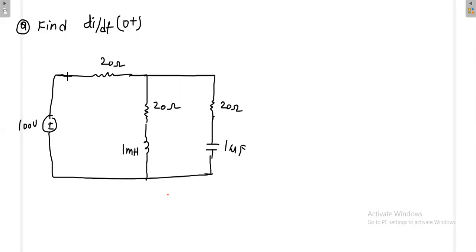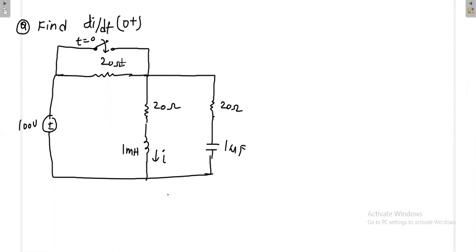Okay, the switch is here. But at t equal to 0, this switch is closed. Now we have to find out what is dI by dt here. They mentioned that we have to find the change in the current through the inductor with respect to time. Either it will increase or it will decrease.